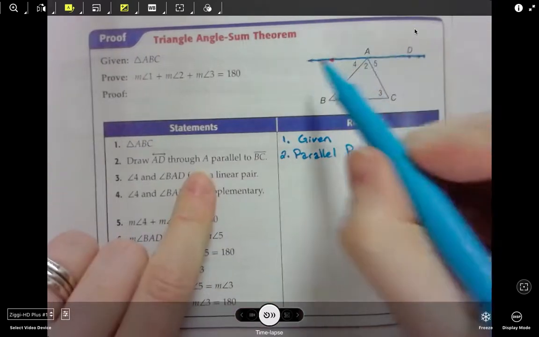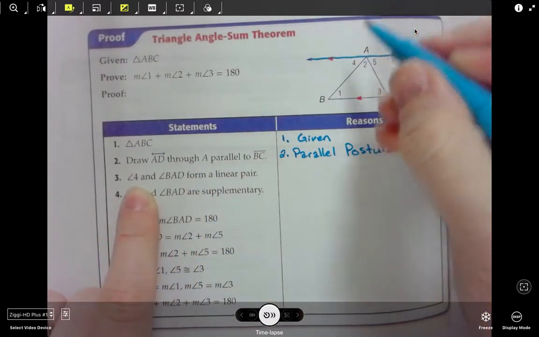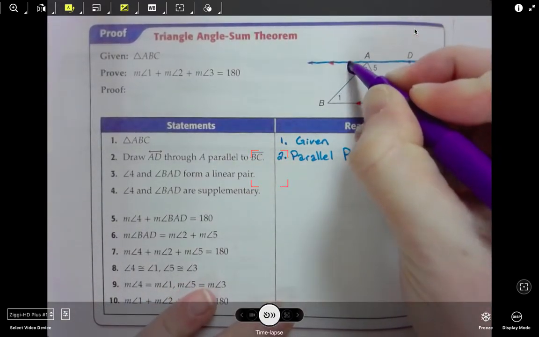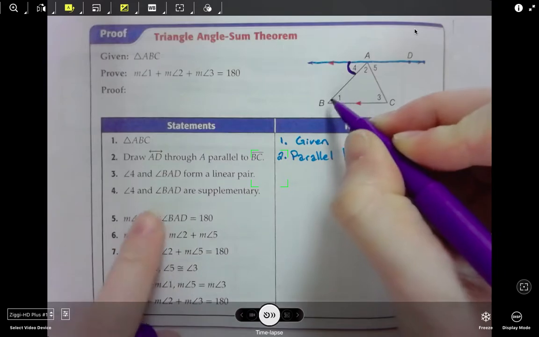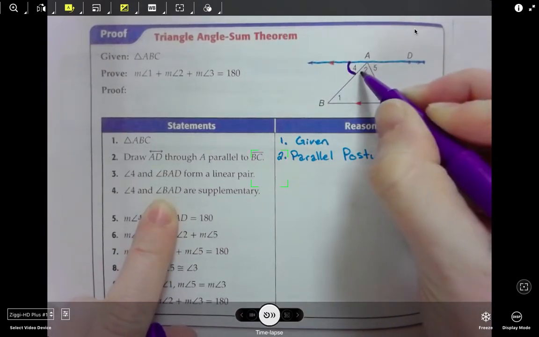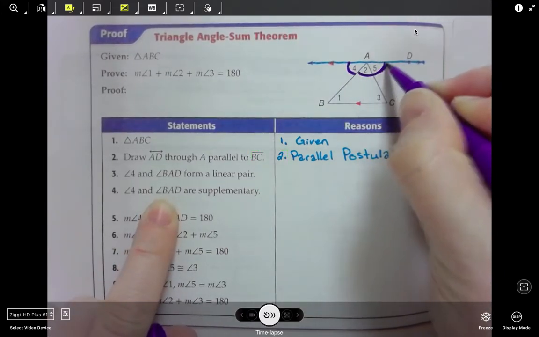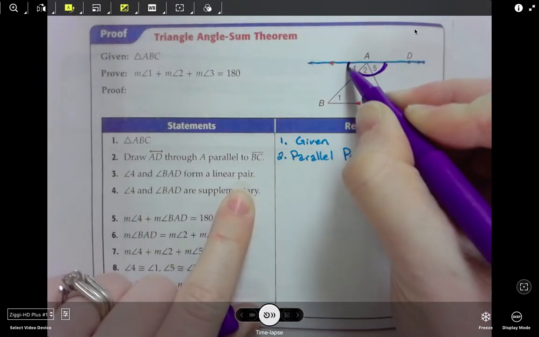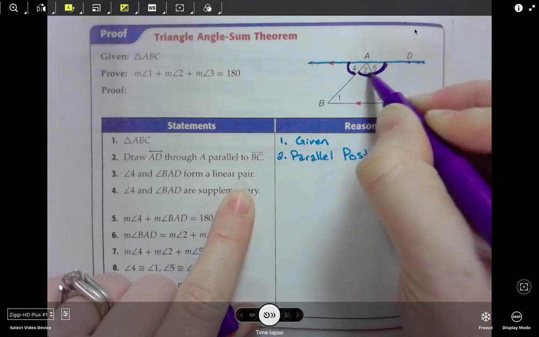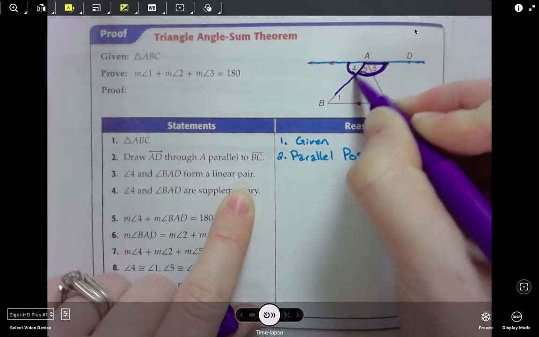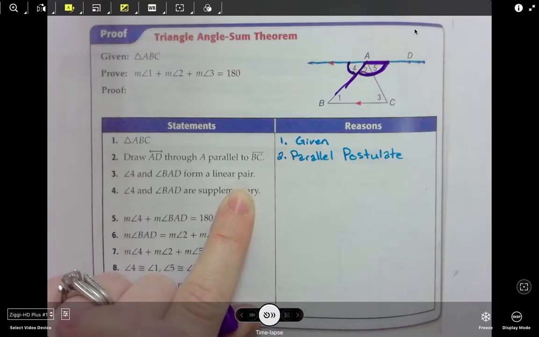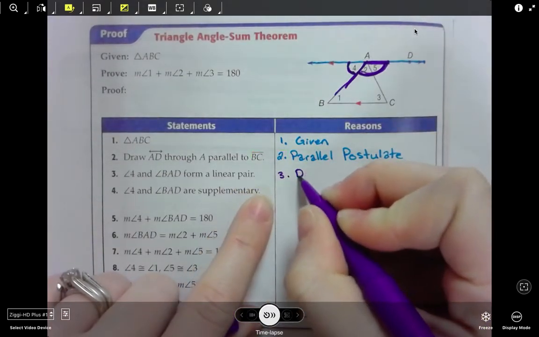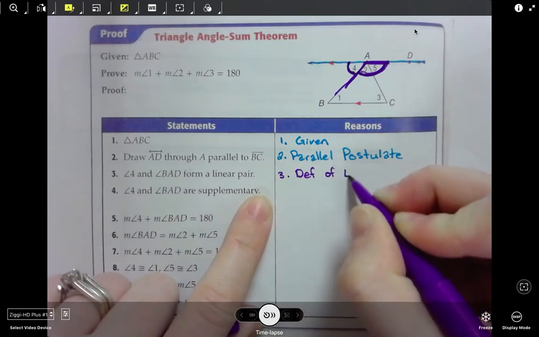And then number 3, so after we've drawn that line, they're saying that angle 4, I'm going to use a different color here, angle 4, which is this guy, just that one, and BAD. BAD is like a combination of 2 and 5 together. It says that those two things form a linear pair because they're on that straight line. So this angle 4 plus this angle here make up that 180 degrees, okay? And that is the definition of linear pair.